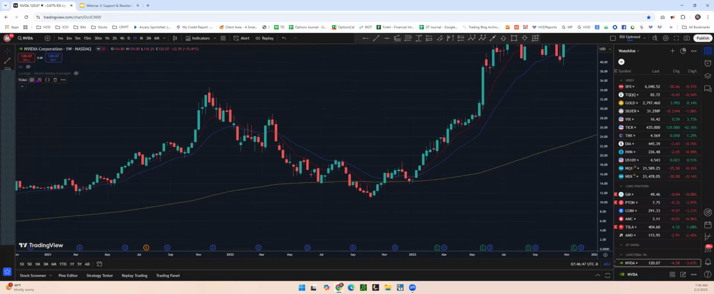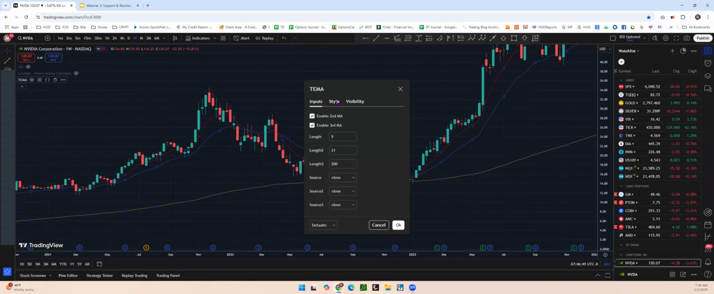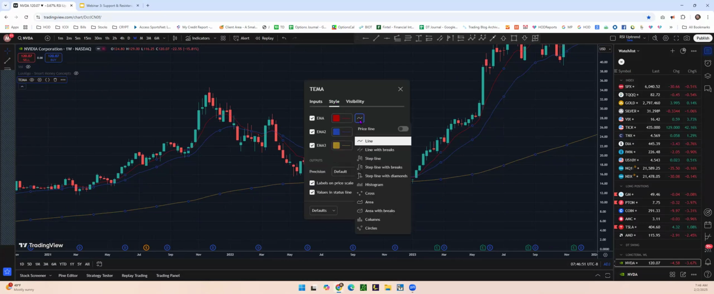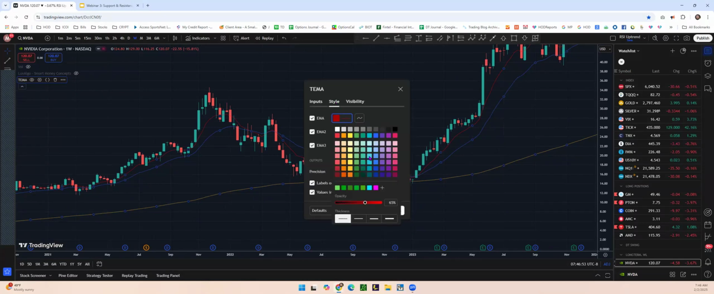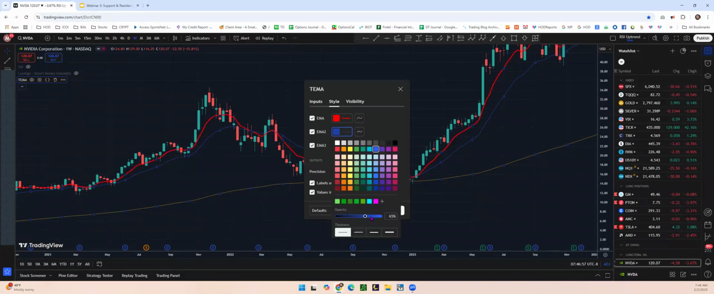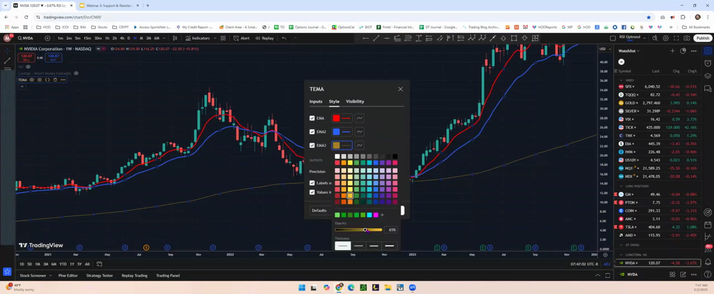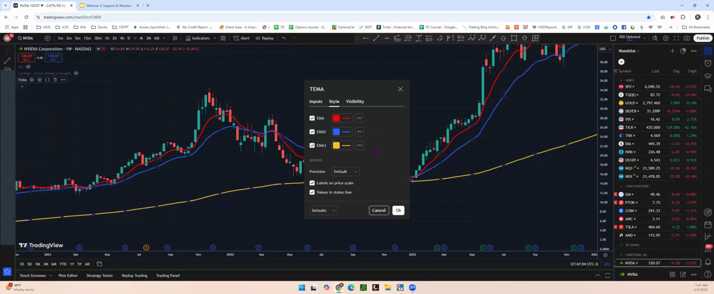I'm going to try to make these moving averages a little bit thicker. That way you guys can see. Let me see. Oh, yeah, there it is. Make it thicker. There we go. Now you guys can see it clearly, right?